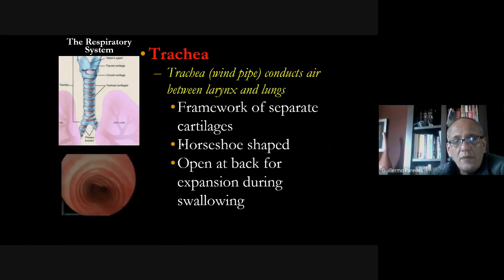Okay, so we have the trachea. The trachea is called the windpipe. I don't want to hear windpipe, please. Okay, windpipe is for patient education, right? But between colleagues, between students, you cannot say windpipe, please. It's called the trachea, okay?